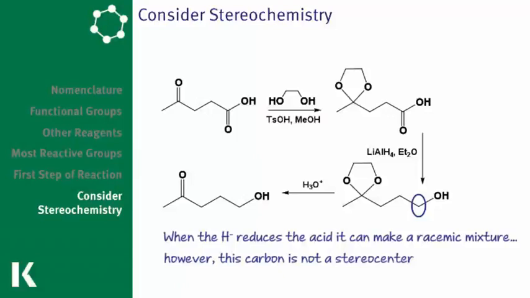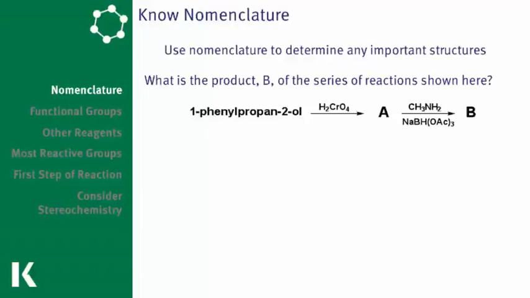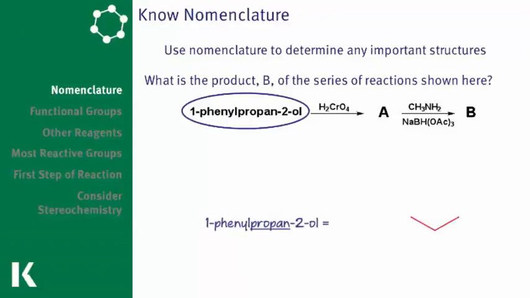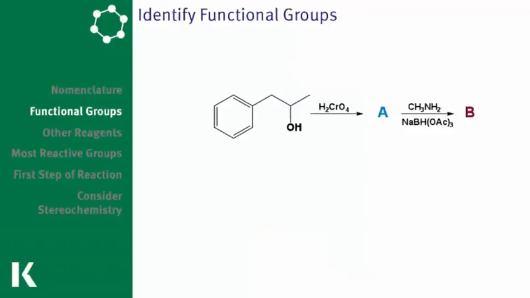So, those were all the steps for solving a given organic synthesis reaction. Now, we're going to rewind a bit and try the method on another example. First, we use the nomenclature of the reactant to determine its structure. 1-phenylpropan-2-ol has at its core a 3-carbon chain, with a hydroxyl group at the number 2 carbon, and a phenyl group at the number 1 carbon.